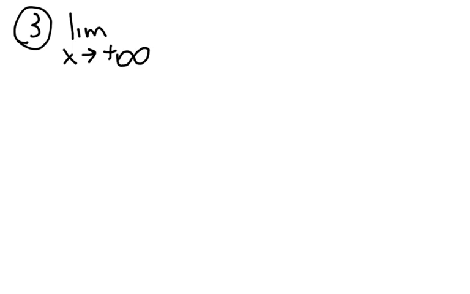Alright, number 3. The limit as x approaches positive infinity of x over e to the x. Now, if you plug in infinity, which is not really a number, so you can't really plug it in, but you can look at the end behavior of a function as the equation y equals x is going towards infinity. As x approaches infinity, y is approaching infinity.